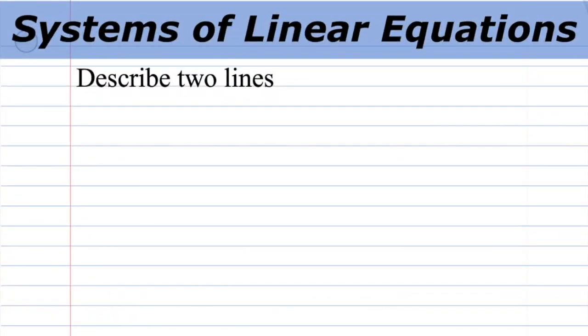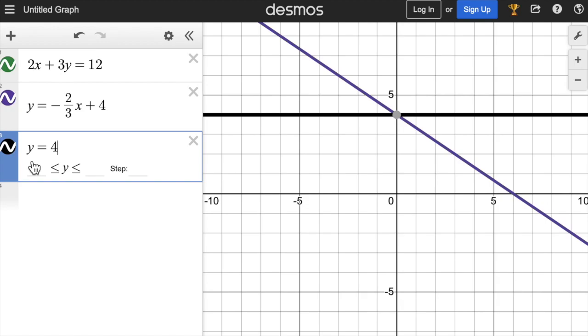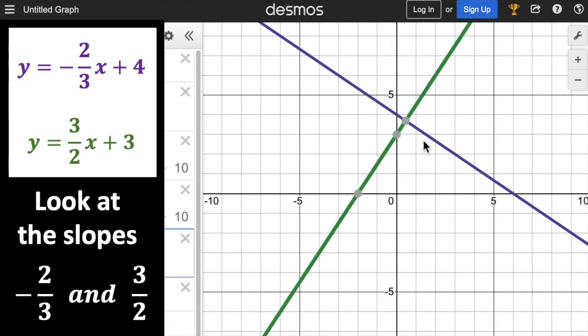We can describe two lines on a graph. We can describe two equations right here being the same line. We could also have y is equal to 4, a horizontal line, compared with the purple line, and we see that those two intersect. We could look at a vertical line and see that there's an intersection point. We could also see an intersection where the intersection forms a 90-degree angle.